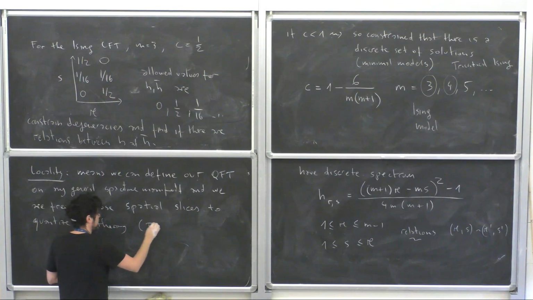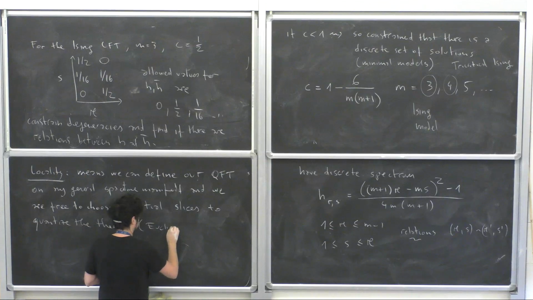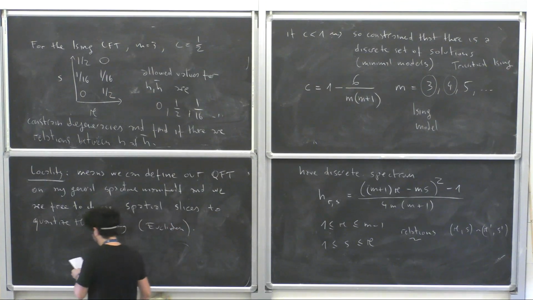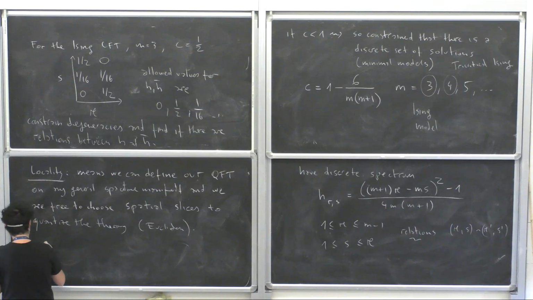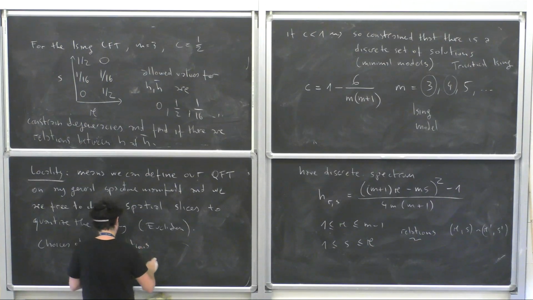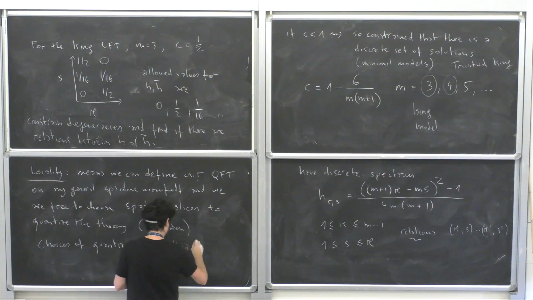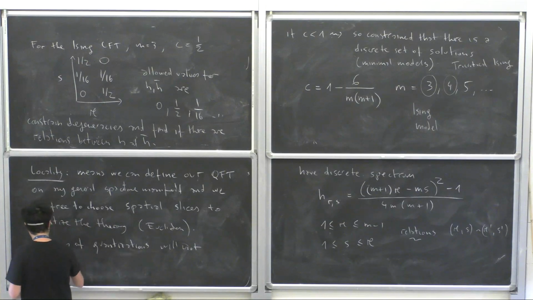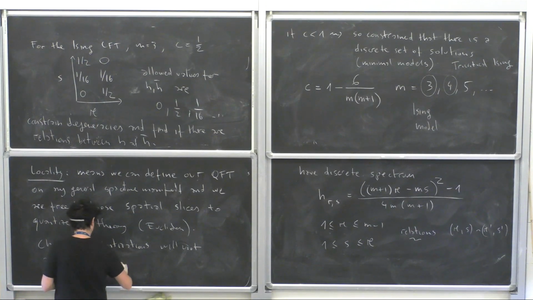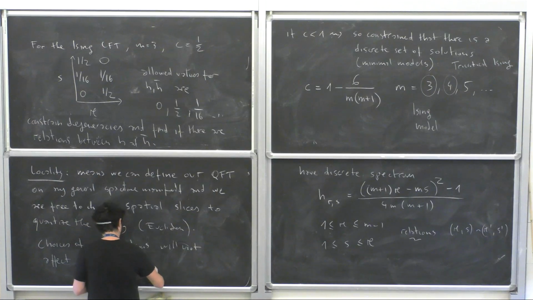Remember, here we are in the Euclidean formulation. In particular, locality implies that these choices of quantization will not affect the observables we are interested in.